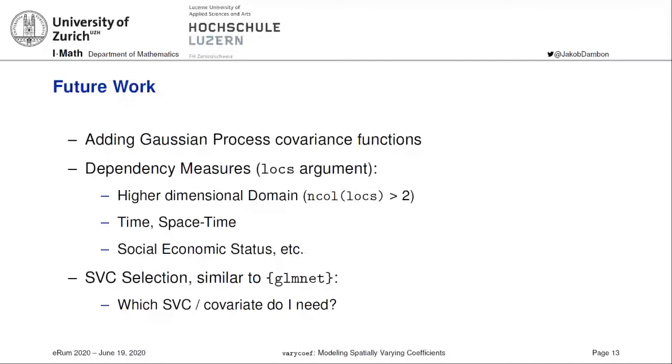And now you might ask why? Because you could implement something like time or space-time to do spatio-temporal statistics, or use something like a socioeconomic status or some other dependency measures to model these spatial variance coefficients. And currently, we are also working on spatial variance coefficient selection, which is similar to an elastic net, lasso, if you're familiar with those. And here we want to try to answer which SVCs or covariates do I need.